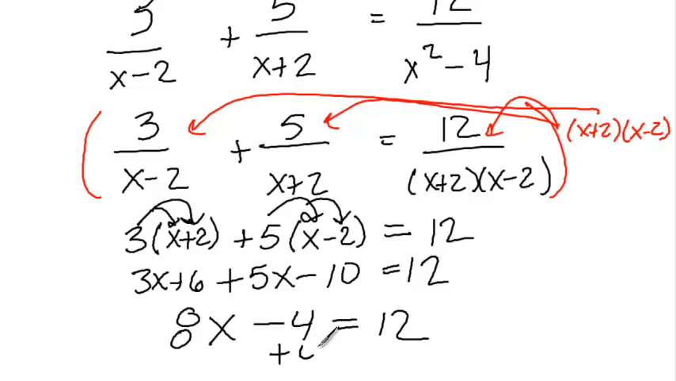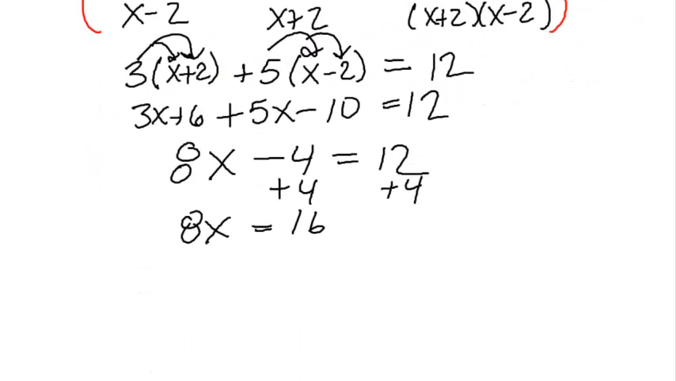Now we'll want to add 4 to both sides. So we get 8x equals 16, and I'm running out of room. And divide by 8. So we get x equals 2. Now, luckily we have just enough room on the screen to see this.